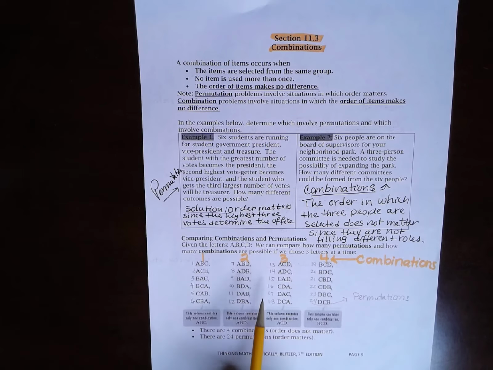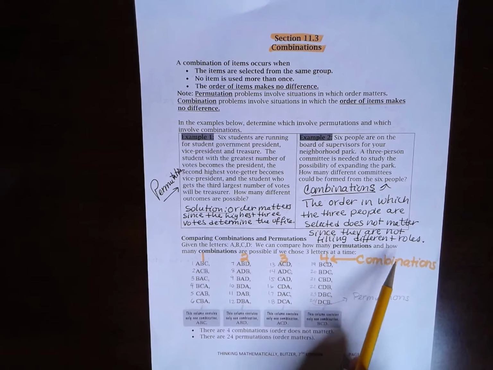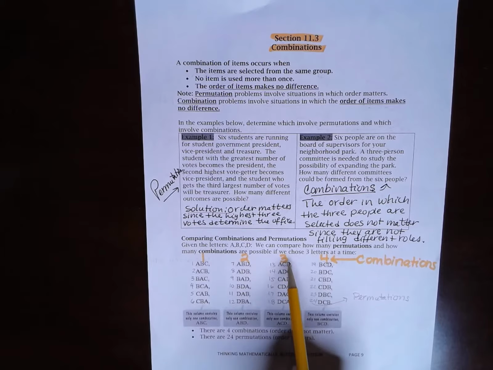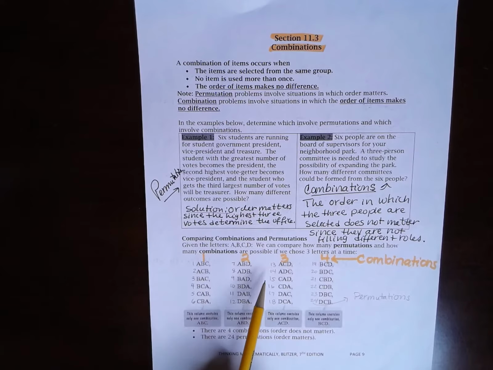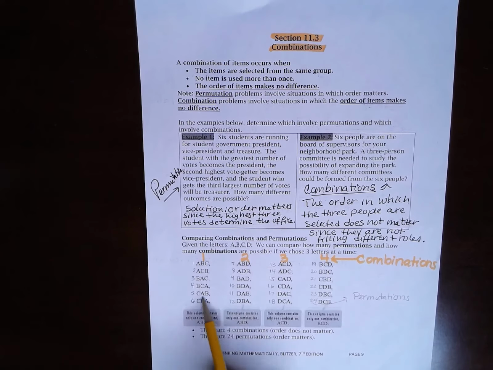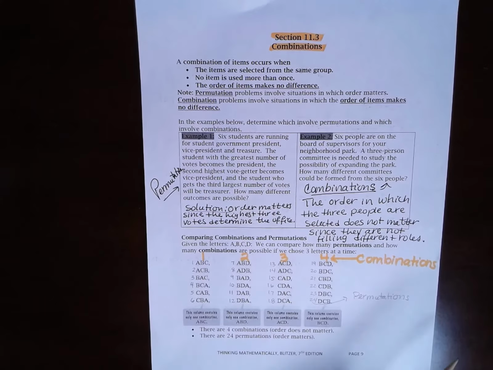Now we're going to compare combinations and permutations. Given the letters A, B, C, D, we can compare how many permutations and how many combinations are possible if we choose 3 letters at a time. Out of the 4 letters, if you choose 3 letters, you can have ABC, ACB, BAC, BCA, CAB, CBA. Each one of these 4 columns represents a combination. The order doesn't matter, so it creates the 4 columns, the 4 categories.